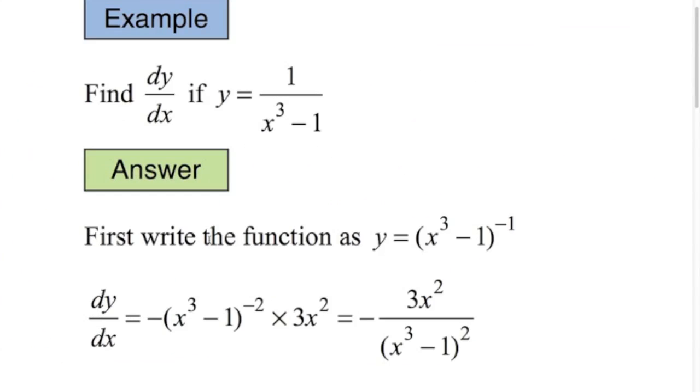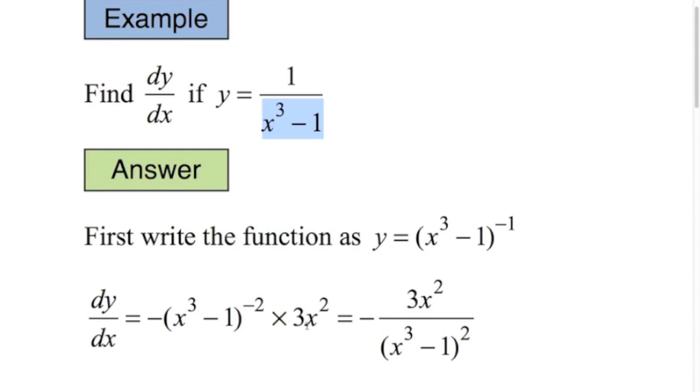Last example using the chain rule. This one's a little bit tricky. y is 1 over (x cubed minus 1). Hard to see how to use the chain rule until I do this first step here. So say that that's (x cubed minus 1) to the power of minus 1. So I take that whole thing from the bottom and I put it up to the top. Now we can use the chain rule. Number down the front. Leave this in the brackets the same. Subtract 1 from the power. And then multiply by the derivative of x cubed minus 1, which is 3x squared.